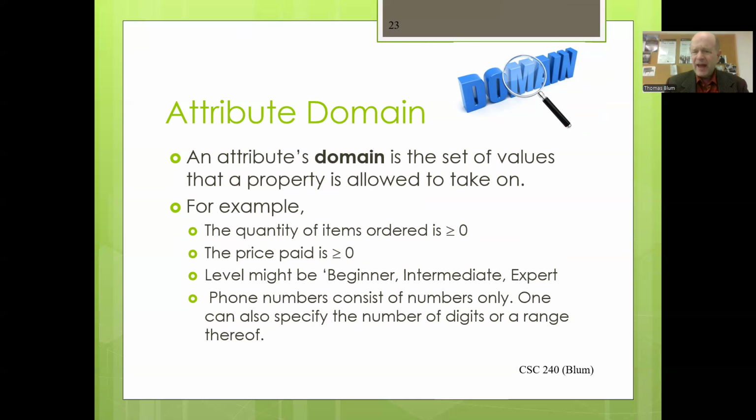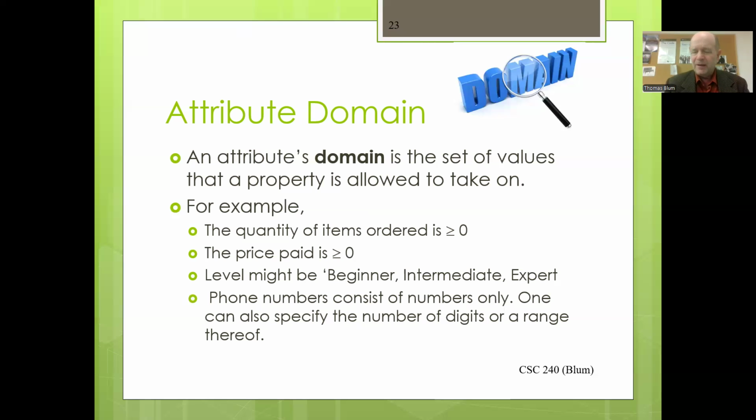The attributes can have domains, like values. So an attribute is going to just have a type in the abstract, and you're going to have values, but you can also specify the set of values that make sense, and this is the domain. So if you're going to have a quantity of things in an order, you can specify that they must be greater than or equal to zero. If you're going to pay for something, the price should be greater than zero. You might just specify a list of possible things. The level might be beginner, intermediate, expert.